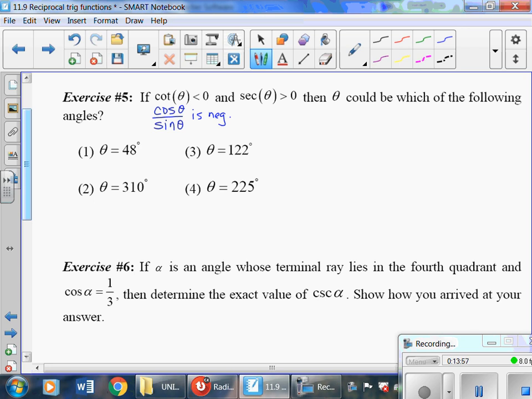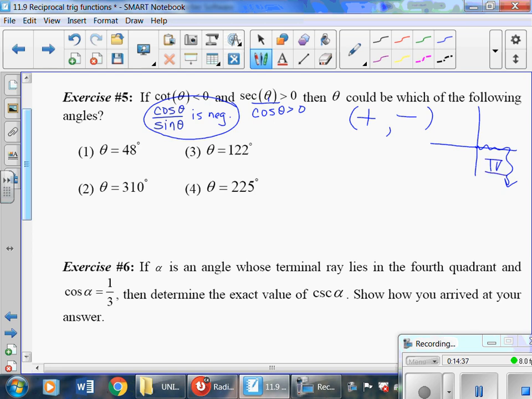And if the secant is greater than 0, that means the cosine is greater than 0, okay? Because it's 1 over the cosine. Then theta could be in which of the following angles? Well, let's see what I know. I know that my cosine is positive. That's given to me. And what do I know about the sine? Well, I know that cosine over sine is negative, which means my sine has to be negative. So I'm going positive this way and then negative this way, so I'm in the 4th quadrant.